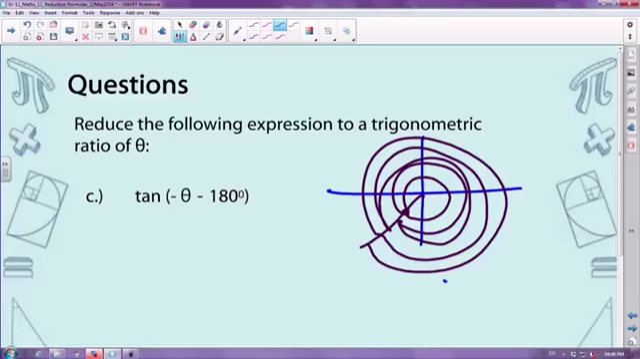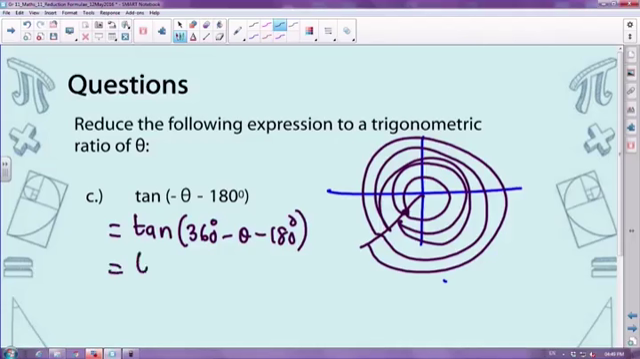All right, so in this case you're starting with negative theta minus 180. As we have said, if you add 360, you still get back to the same angle. So I've got tan of 360 minus theta minus 180. So I have added a 360 there. Now let's check. We've got like terms there. 360 minus 180. This is tan of 180 degrees minus theta. Can you see, guys, that it's now simplified to what we have been working with?